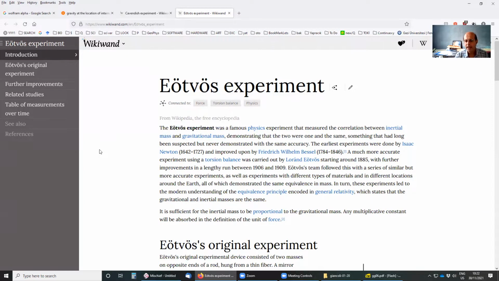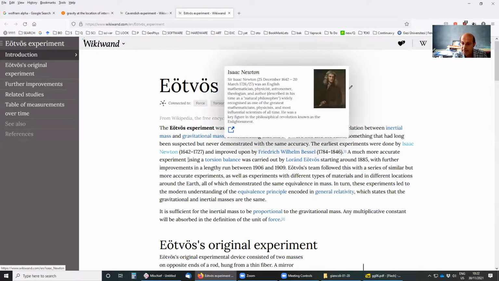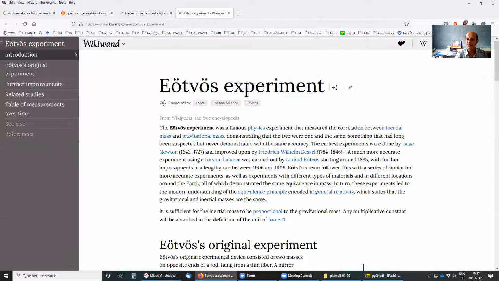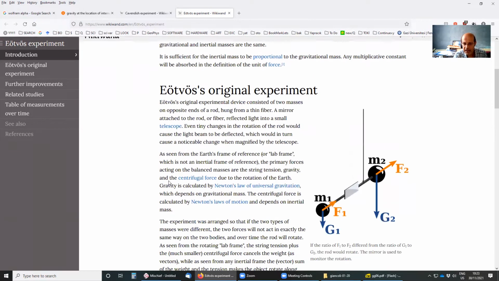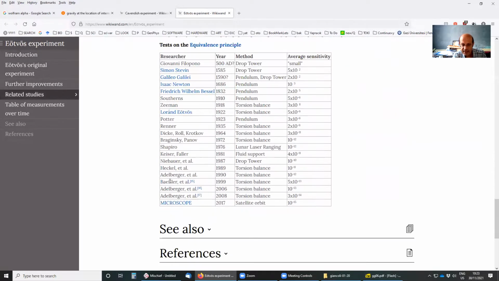They have done this experiment in the past, and apparently Newton has done this. The earliest experiments were done by Isaac Newton. But the modern experiments are also done. They try to measure this with some certain accuracy, but up to today, nobody was able to measure any measurable difference. I don't know the accuracy here. Yeah, it's like 10 to the minus 15.